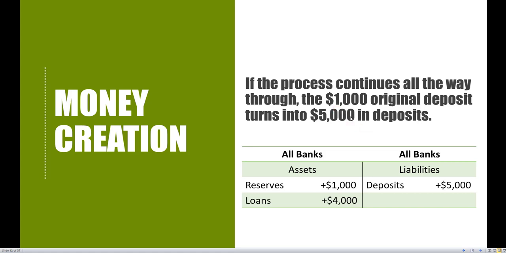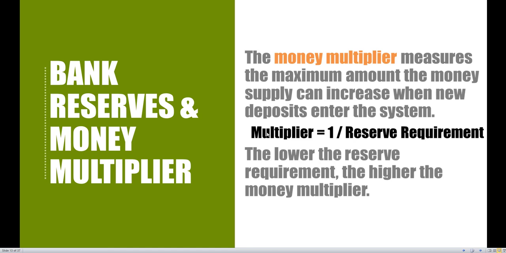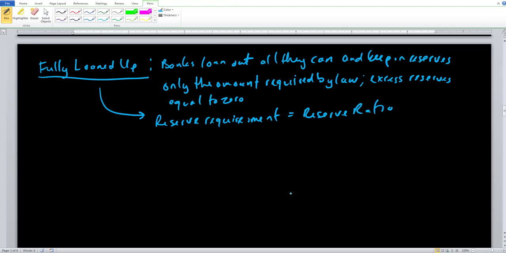So let's take a look at the formula and skip this entire transition, because it is a rather clunky example. The potential money multiplier measures the maximum amount the money supply can increase when new deposits enter the system. It's defined by 1 divided by the reserve requirement. Here we want to detail this a little bit more, because there are different types of money multipliers that we take a look at.